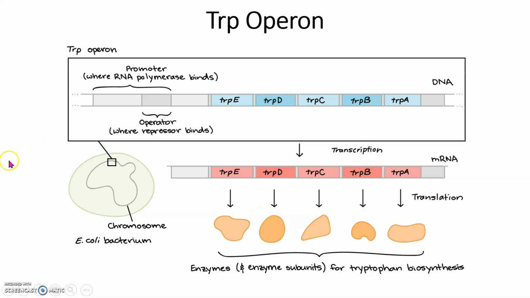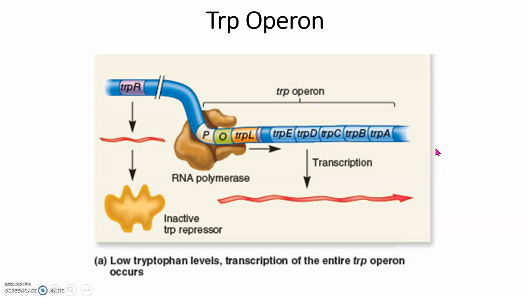So if tryptophan levels are low, this needs to come on so we can produce tryptophan because it's necessary in our cells. So that's going to be different than what we did with the lac operon. Okay. So if we have low levels of tryptophan, we make our repressor, but our repressor can't bind to the operator, so we are transcribing this so that we can now produce more tryptophan in our cell.